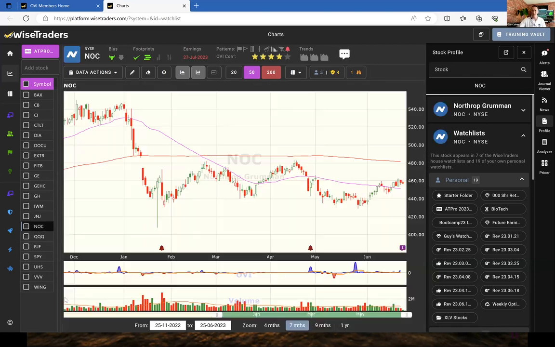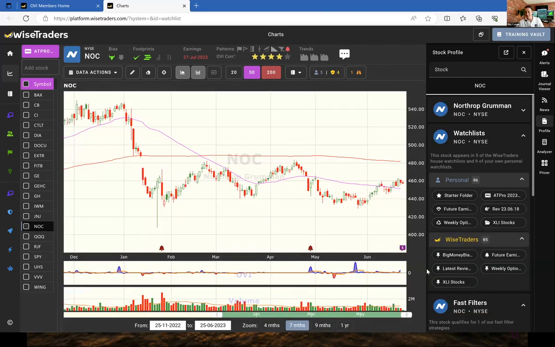Northrop, this is NOC, Northrop Grumman. No OVI yet. Very, very little at least. But there's some interesting stuff here, isn't there? There's a bit of movement here. And again, although it's not showing up as shrinking retracements, they are kind of, it's settling down, isn't it? And now it's consolidating here.